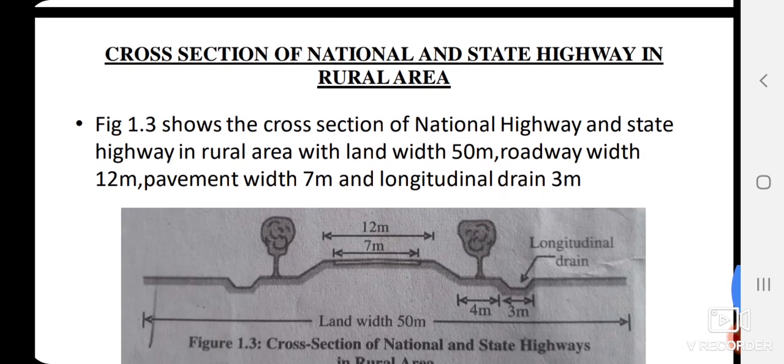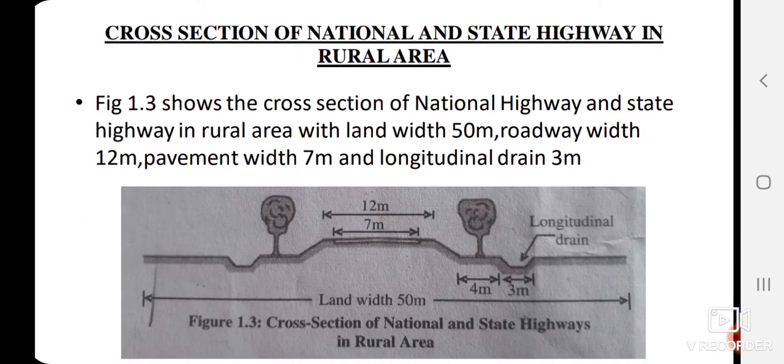Now, cross section of national and state highways in rural areas. When national and state highways come, we can see that land width is 50 meter, carriageway width is 7 meter, that is pavement width, usually saying carriageway width, longitudinal drain 3 meter, and land width is 50 meter. This is in the case of national highway and state highways.